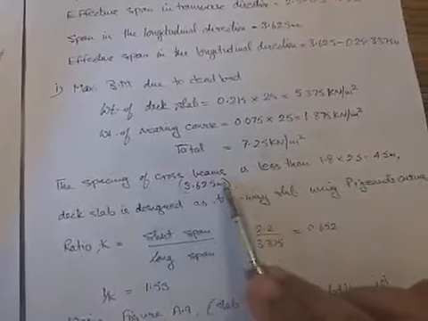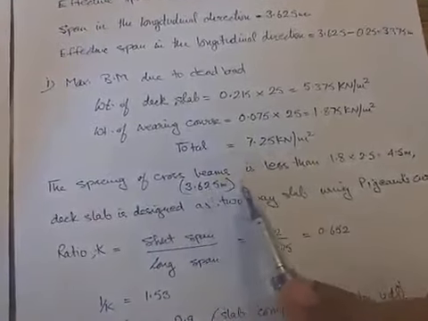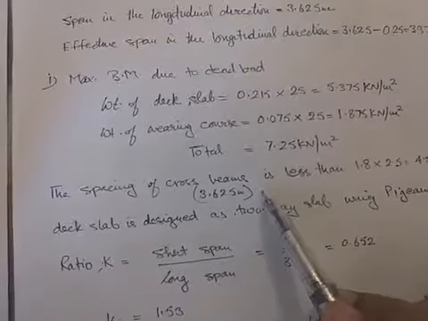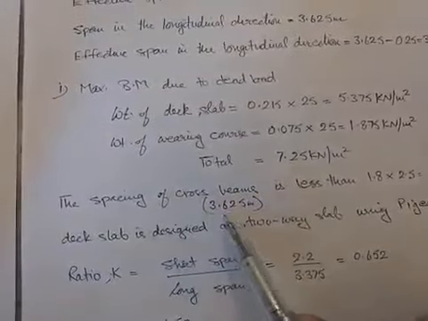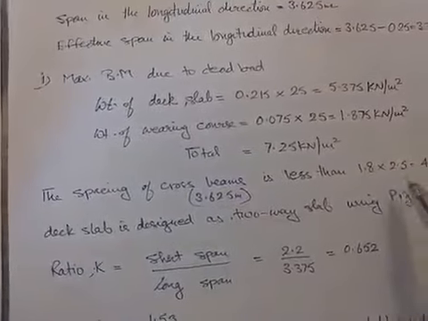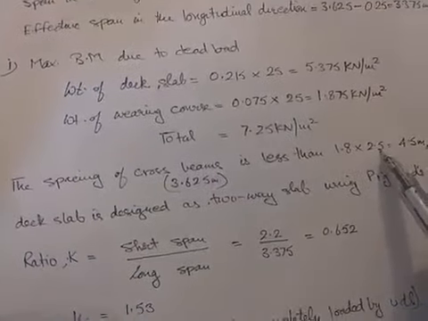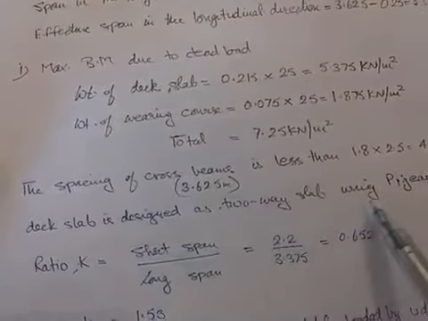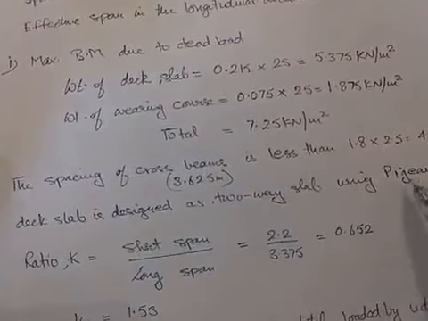Now, I have told you earlier how to decide whether it is a one-way slab or a two-way slab. The condition is that the spacing of the cross beams, which here is 3.625 meters, is always less than 4.5 meters, that is 1.8 times the spacing of the longitudinal girders. So the slab has to be designed as a two-way slab, and for this we are going to use the Pigeaud's curves.